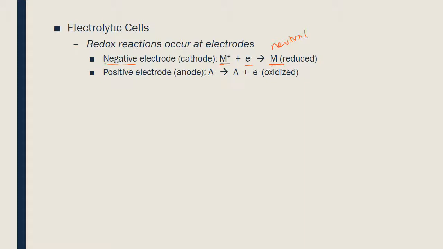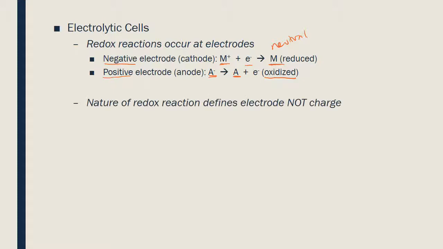The positive electrode, your anode, all right? Because it's a positive electrode, it's taking electrons from that electrode back to the power source, right? So that metal is becoming positive, attracting your negative anions. So that negative anion is going to give up its electron, it's going to become oxidized, producing a neutral element and then providing the electrons back into the circuit. What we need to keep in mind is that the nature of the redox reaction defines the electrode, not the charge. Because in voltaic cells, the charge of the electrodes is opposite, but the process that occurs there is the same.